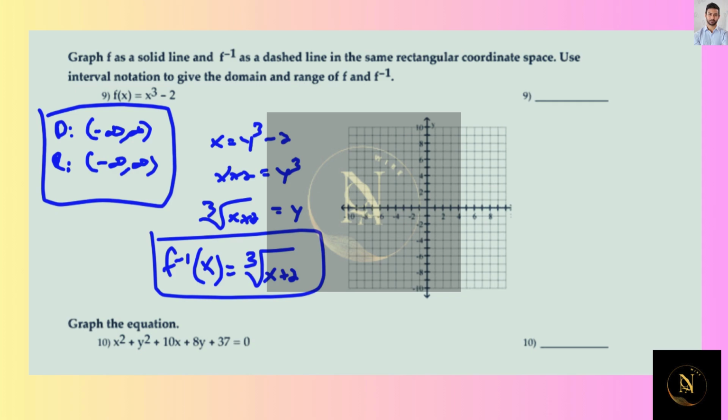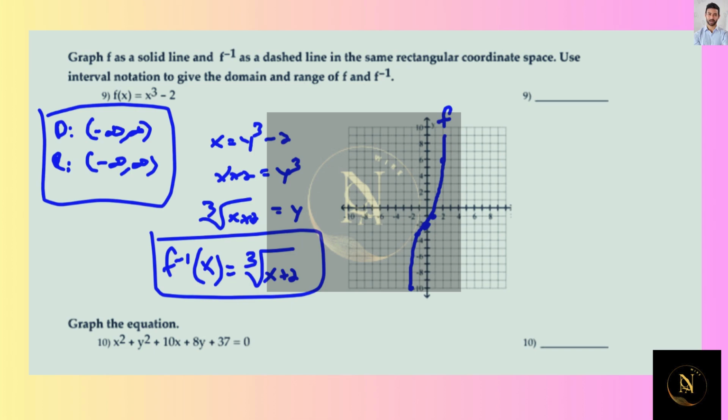Graphing f as a solid line, let's start with 0. 0 cubed is 0 minus 2 is negative 2. 1 cubed is 1 minus 2 is negative 1. 2 cubed is 8 minus 2 is 6, so 2, 6. And then negative 1 cubed is negative 1 minus 2 is negative 3, and negative 2 cubed is negative 8 minus 2 is negative 10. There is f.